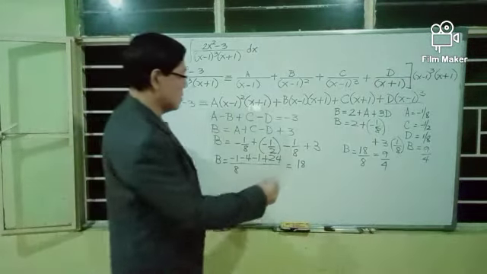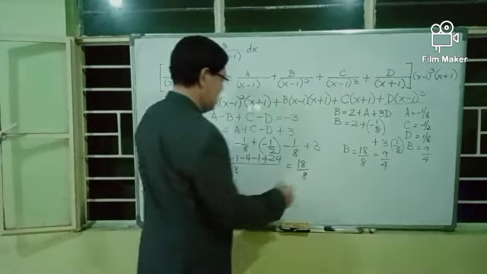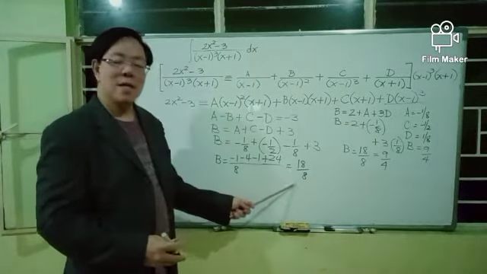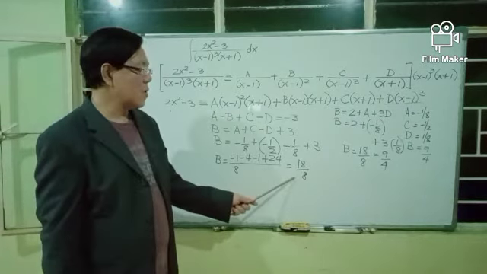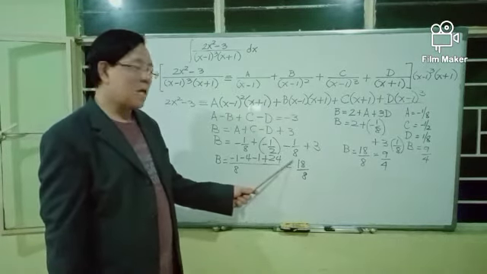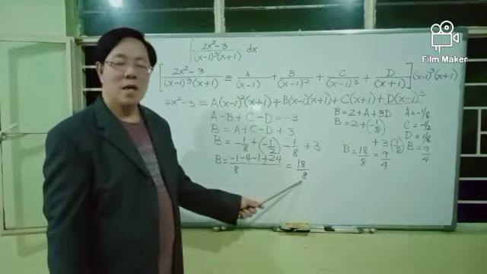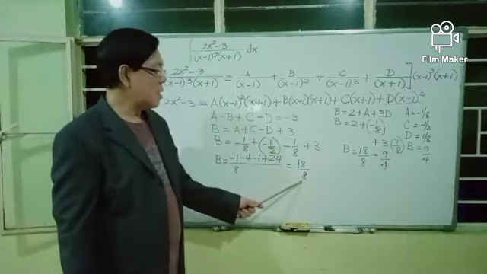Over 8. And 18/8 to the lowest terms is 9/4, by dividing 18 by 2 is 9, and 8 divided by 2 is 4.